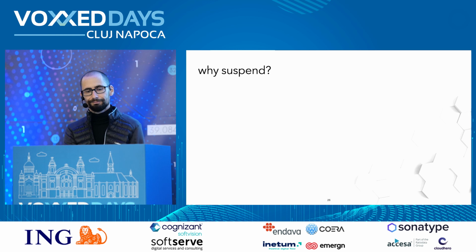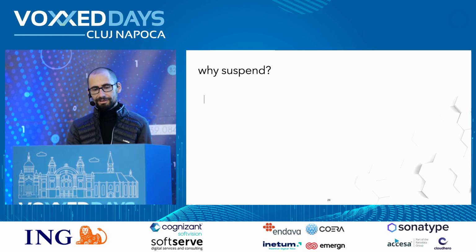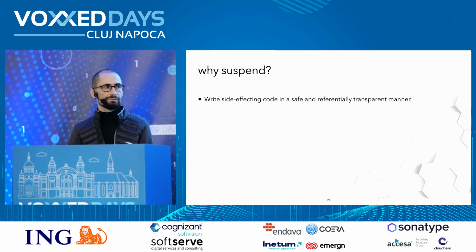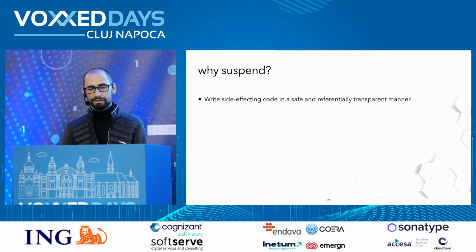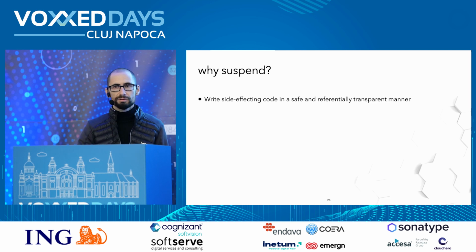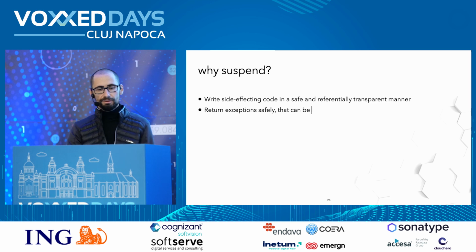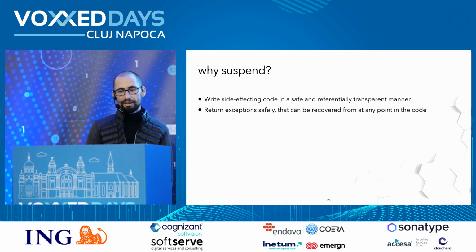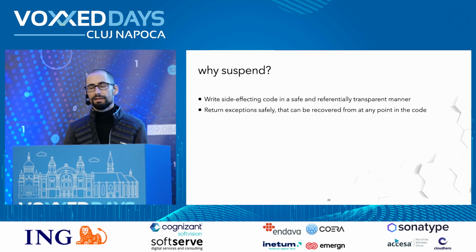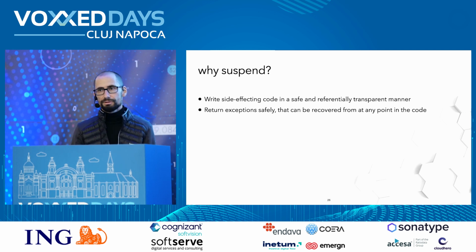But why? Well, first of all, our first goal is to write side-effecting programs in a safe and referentially transparent manner. We also want, which is, I think, a point that is more important than the other one, to return exceptions safely. And we want to recover from exceptions at any point. We don't want exceptions to fly everywhere inside the code, and if somebody catches them, good luck. If not, again, good luck.